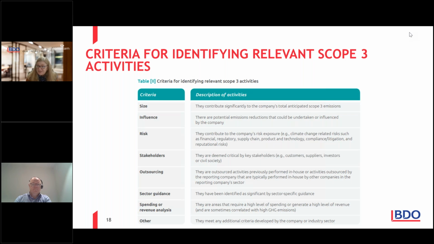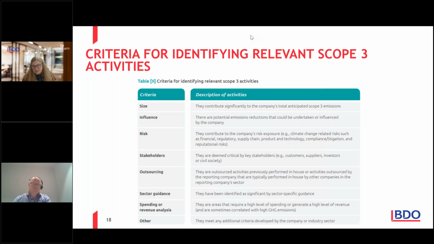If you look at the different activities in the different categories, do they contribute significantly to the company's total anticipated scope 3 emissions? So remember, we don't know what scope 3 emissions are yet. We haven't measured it yet, but we're trying to get a feeling for which activities, which categories we should focus on. So this is anticipated scope 3 emissions. So it's the size. And then we look at influence. There are potential emissions reductions that could be undertaken or influenced by the company. So if you think there's a category that is big in size, and you can do something to reduce it, that is one to focus on for sure. It's got an influence, and you have some level of control or influence over it.